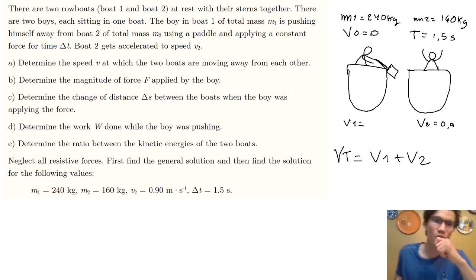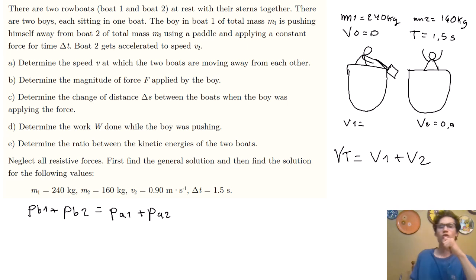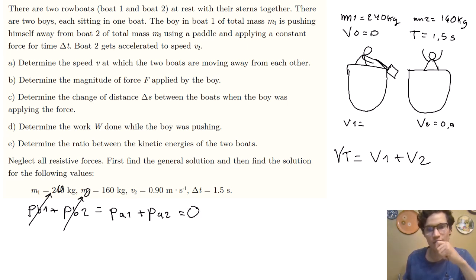We can find that using the equation of conservation of momentum. The momentum before the collision of boat 1 plus the momentum before the collision of boat 2 will be equal to the momentum after the collision of boat 1 plus the momentum after the collision of boat 2. So this is the equation. But this is 0 and this is 0 because both boats start at rest, so there is no momentum. So this is equal to 0.